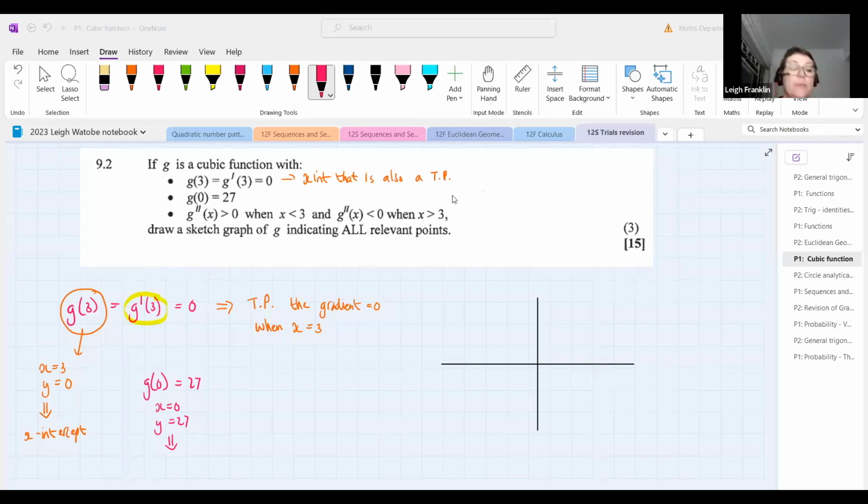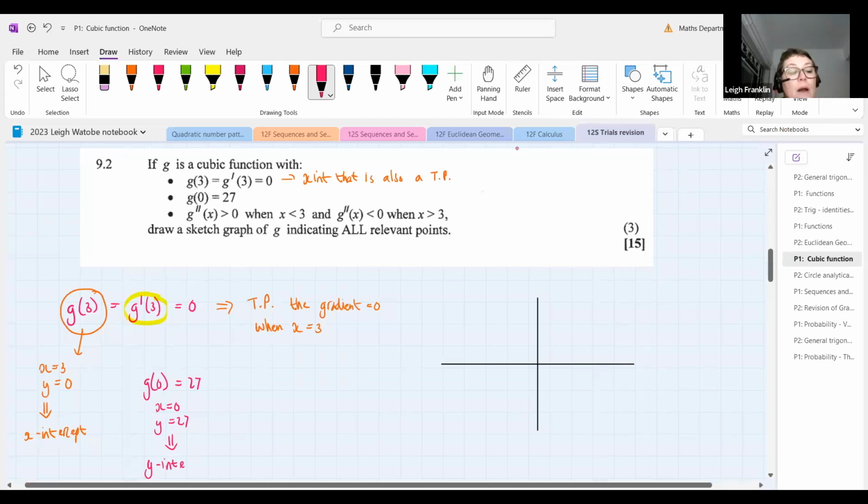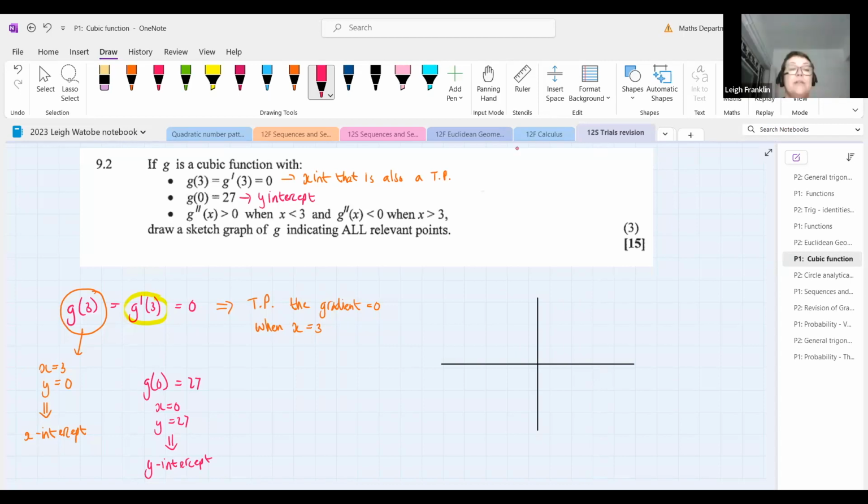It's a y-intercept. Beautiful. So that is a y-intercept. Okay, so this over here is a y-intercept. Now they give us a third piece of information, and they want us to use this to get the shape of the graph. Because what we know is we've got a cubic function.